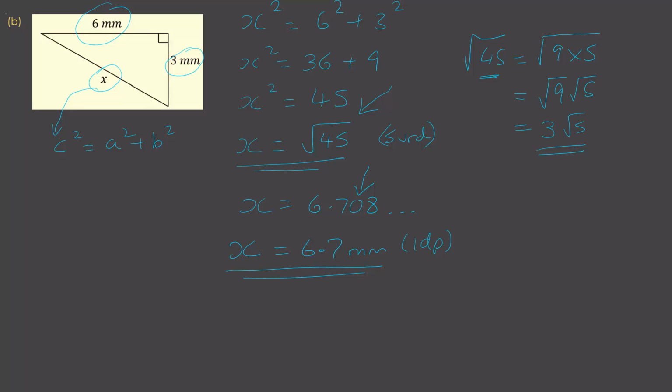So that's the answer as a simplest possible surd, but in year 9, you'll probably be okay with giving root 45.